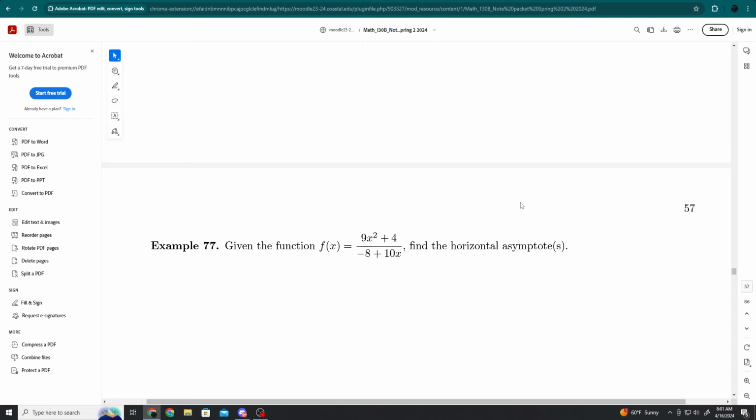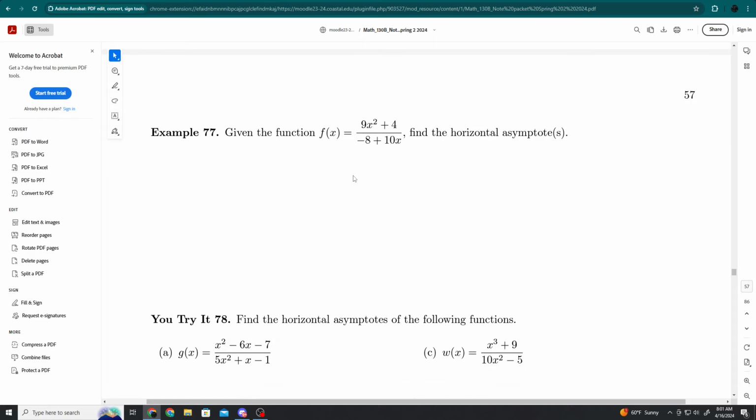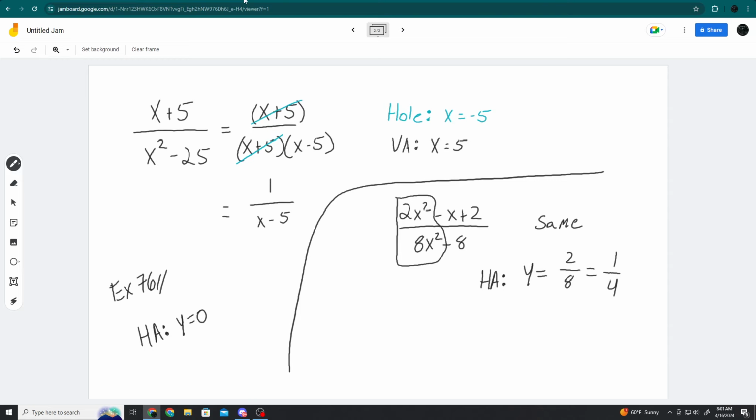Done. For example 77, I look at the top, power 2, so I have degree 2. Look at the bottom, degree 1. So the top is bigger. Since the top is bigger, there's no horizontal asymptote, so it's none. You literally just write down none. If I was really doing that one, what is that one? Example 77, right over here.